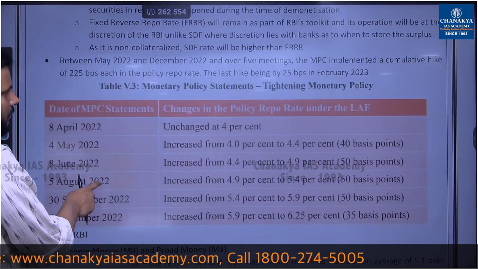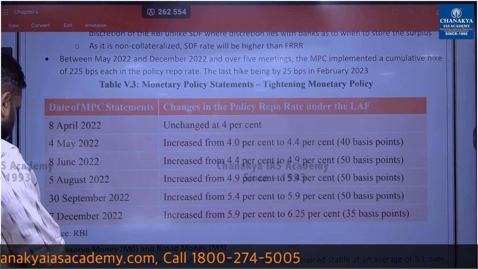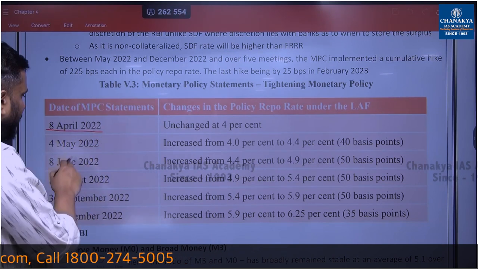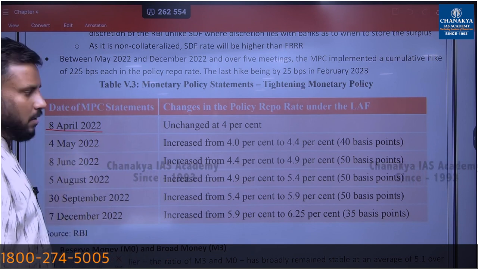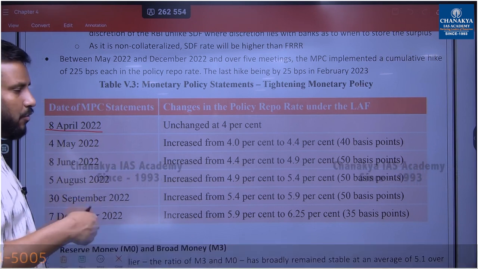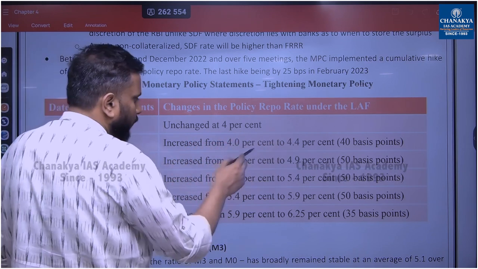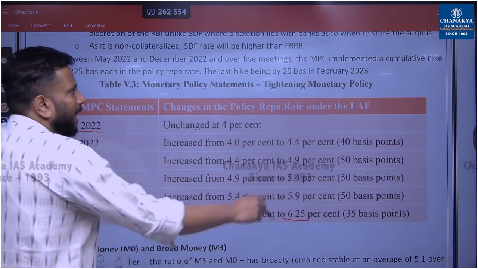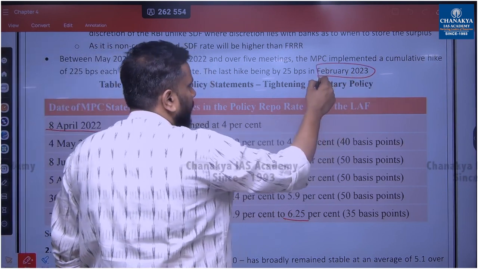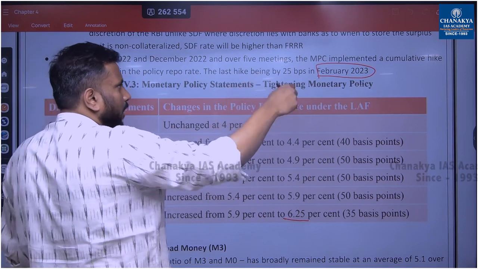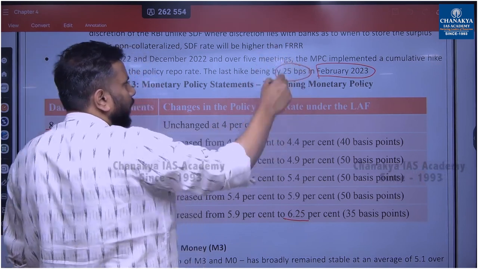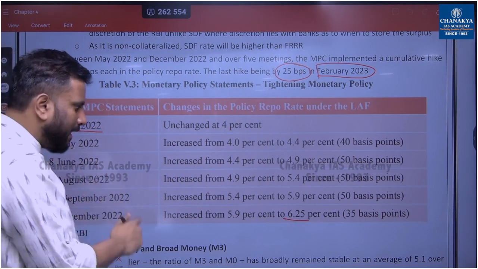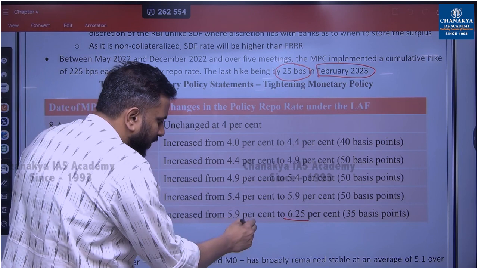Now see, this is how the RBI Monetary Policy Committee has increased its repo rates. You see, till 8 April, it was unchanged. And from 4th May 2022, the RBI Monetary Policy Committee started to increase the repo rate. So from 4 to 4.4, 4.4 to 4.9, and now it is set at 6.25. And in the last February 2023 Monetary Policy Committee meeting, the last meeting as of now, it further increased the repo rate by 25 basis points. That means by 0.25%. So currently the repo rate is close to 6.5%.